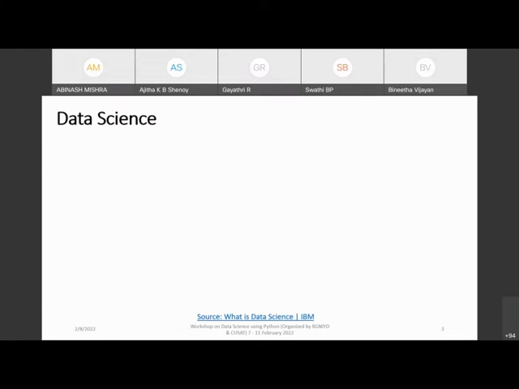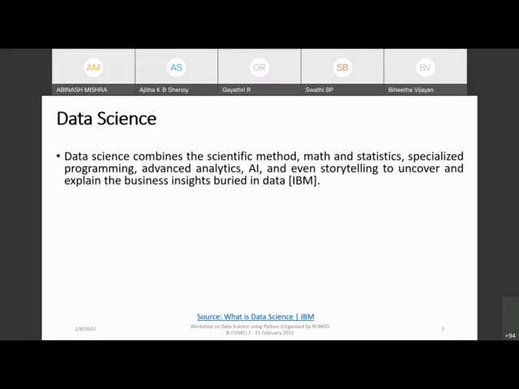So let me start with the definition of data science. As per IBM, data science combines the scientific method, maths and statistics, specialized programming, advanced analytics, artificial intelligence, and even storytelling to uncover and explain the business insights buried in data. So that means mainly we are using data science for getting business insights which are hidden in the data.